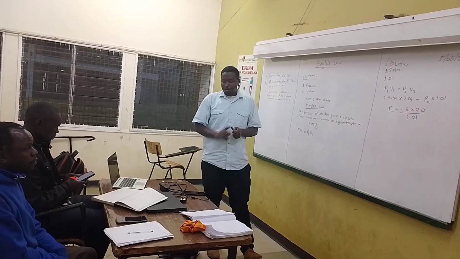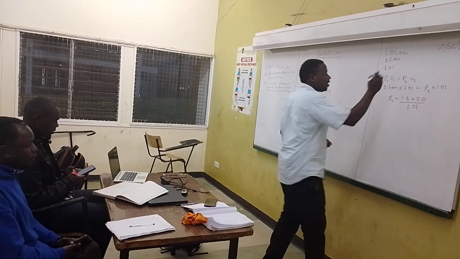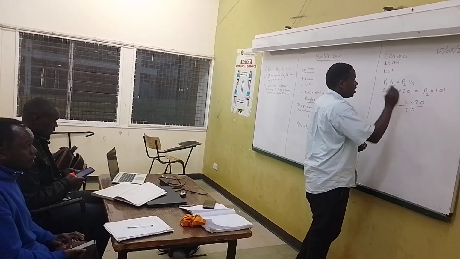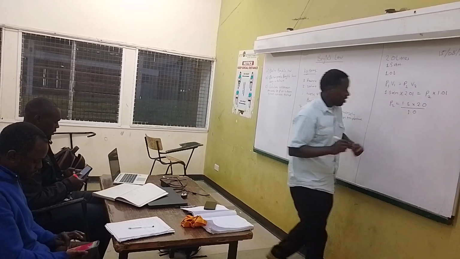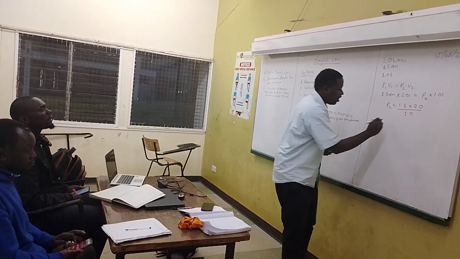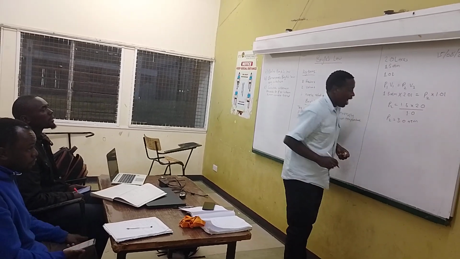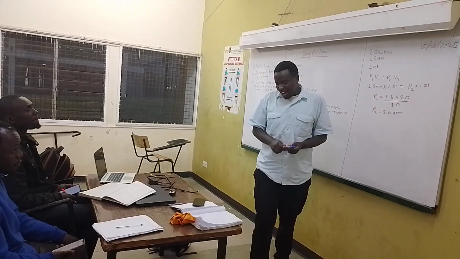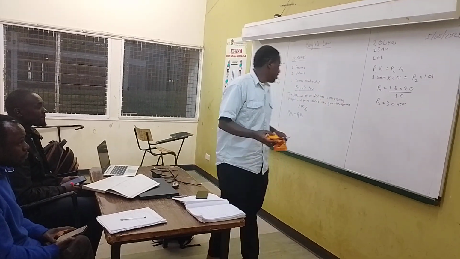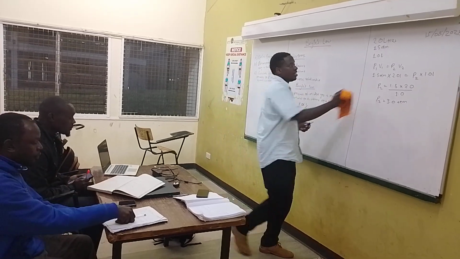Can someone do that calculation very quickly and tell me the new pressure? It's not 1.01, rather it's 1.0 liters. You divide by 1.0. So the new pressure is 3.0 atmospheres. Are we together? I'd now like you to try a different example as your assignment.